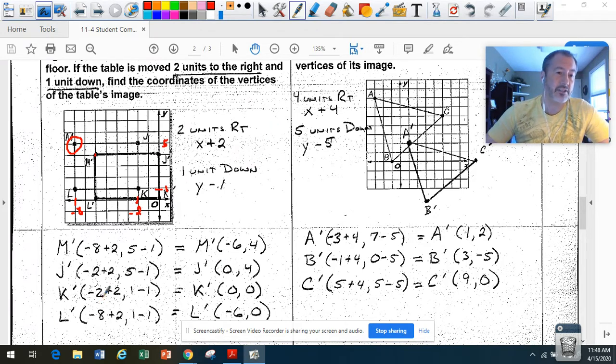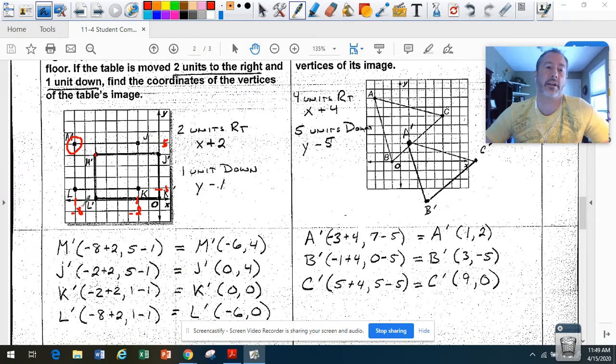So for the x, I'm going to add 2 to -2, which will give me 0. I'm going to subtract 1 from my 1, which will give me 0 also. So K prime is located right here at the origin.